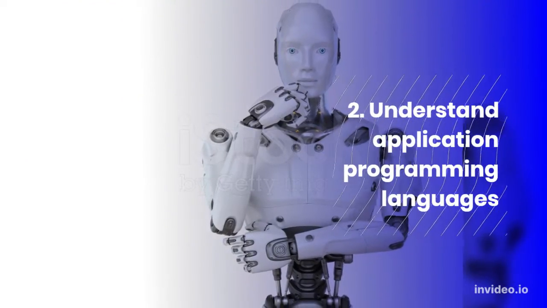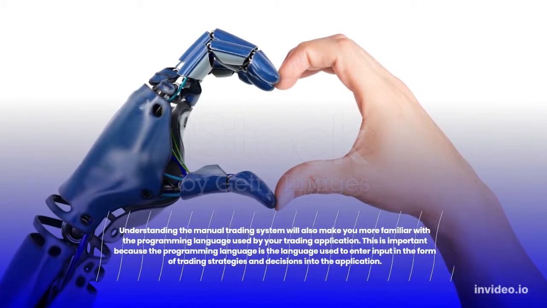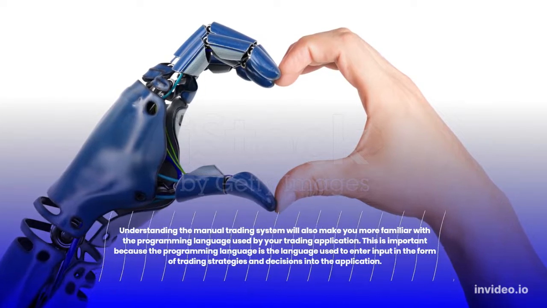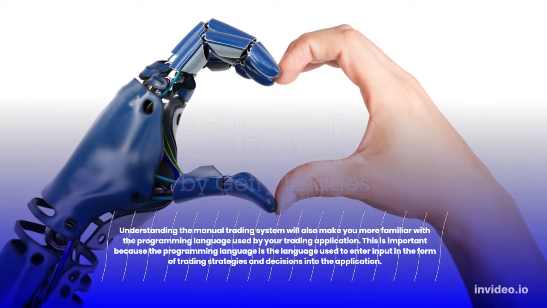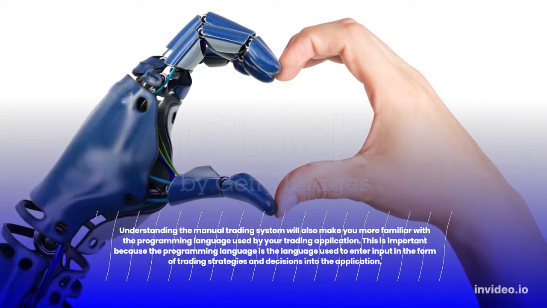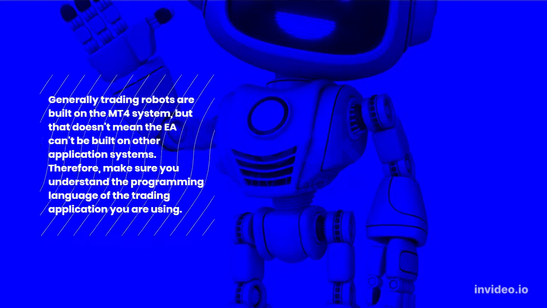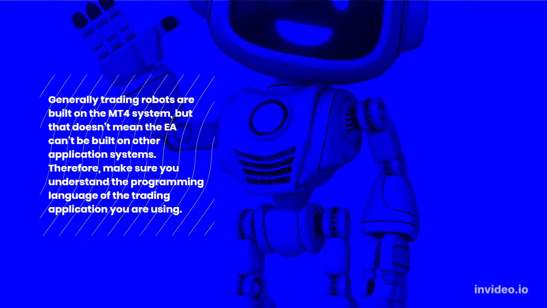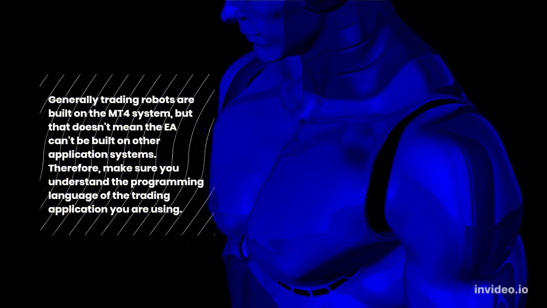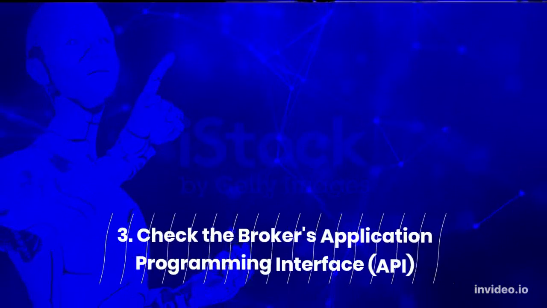2. Understand application programming languages. Understanding the manual trading system will also make you more familiar with the programming language used by your trading application. This is important because the programming language is the language used to enter input in the form of trading strategies and decisions into the application. Generally, trading robots are built on the MT4 system, but that doesn't mean the EA can't be built on other application systems. Therefore, make sure you understand the programming language of the trading application you are using.